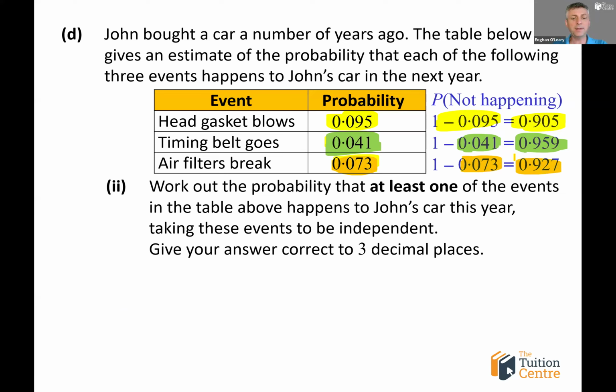Okay? And then it says work out the probability that at least one of these events in the table would occur. Now you could work this out. You could work out the probability that the head gasket goes, but the other two don't. You can work out the probability that the timing belt goes, but the other two don't. You can work out the probability that the air filter goes, but the other two don't. And you could add those together, you will get your answer. But if you do this, the probability that at least one of them will go.